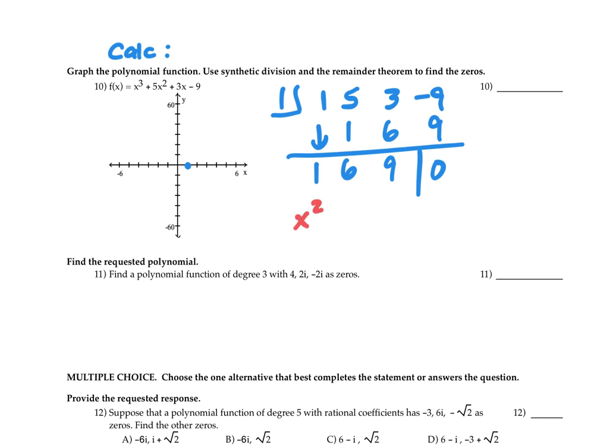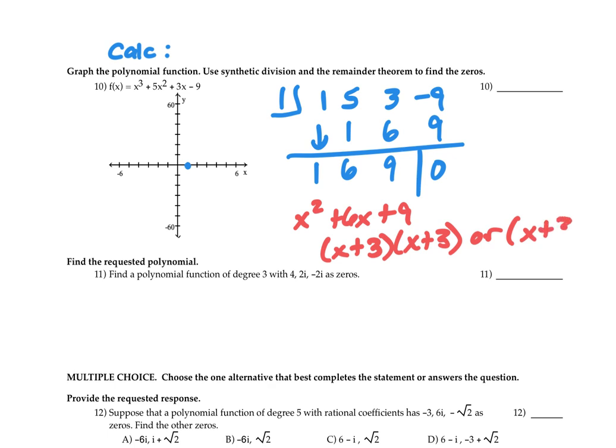If I write this as a quadratic equation, then I could factor this. And if I ask what multiplies to get 9 and adds to get 6, what would we have? What multiplies to get 9 and adds to get 6? 3 and 3. Okay? So I could write this as x plus 3 and x plus 3, otherwise known as x plus 3 squared.